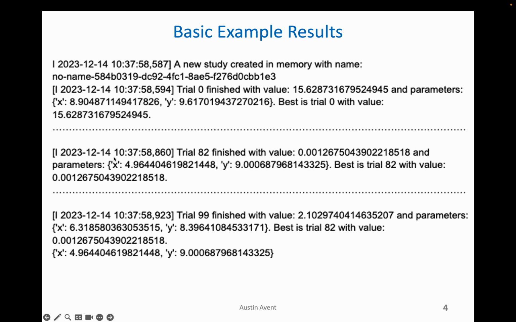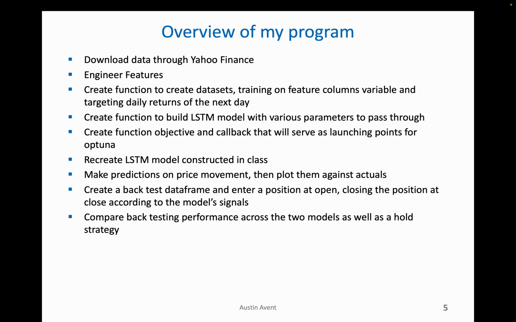And so we see here that trial 82 in the middle here performed the best with 4.96 as x and y as 9. And that returned 0.001 in that expression. And we'll see how this looks in a machine learning model a little bit later.